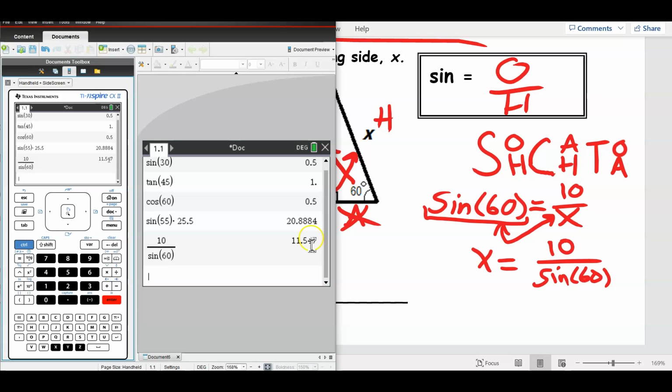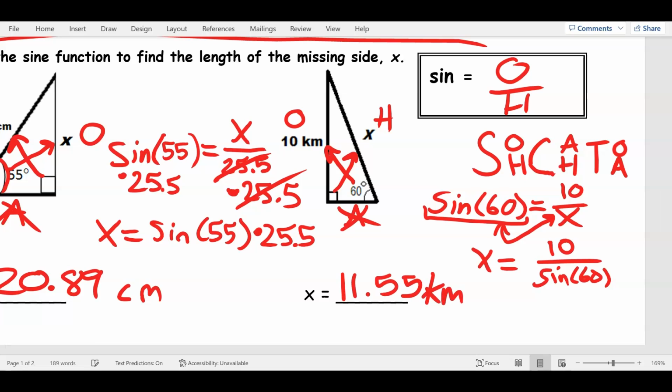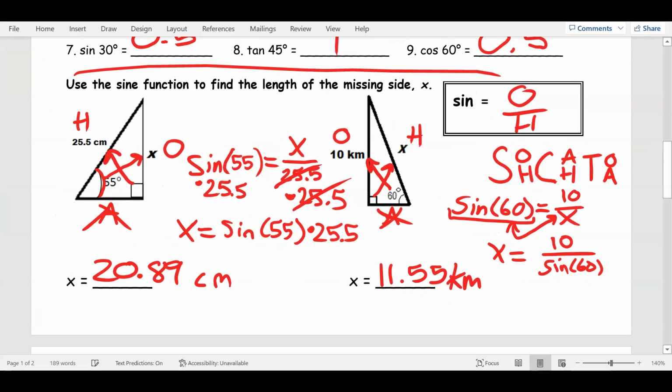11.547. Now, does that 7 make the 4 round up or stay the same? 7 makes it round up. So it's 11.55. Okay. What are my units of measure? Kilometers. That's a very big triangle. Okay.